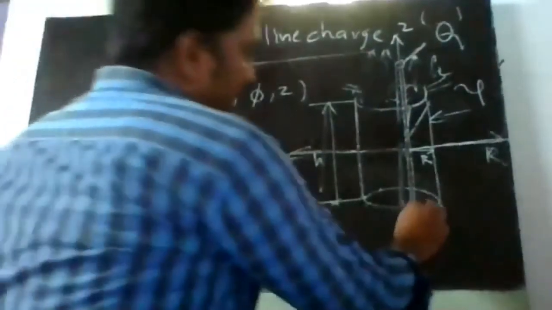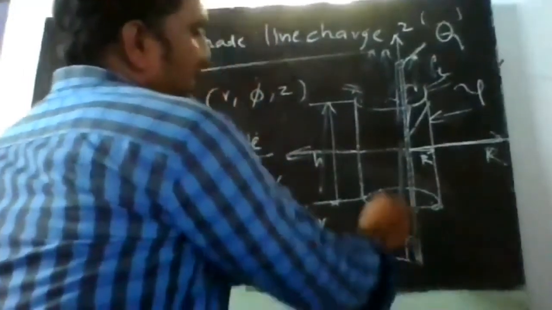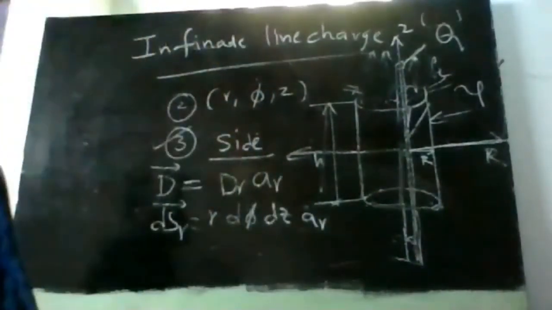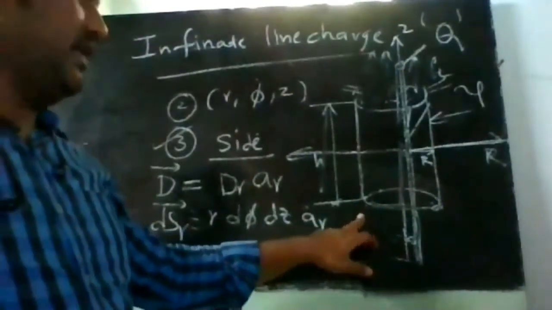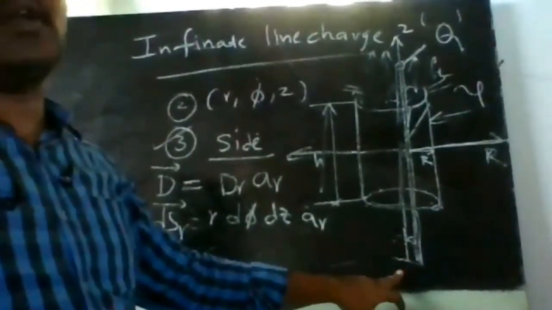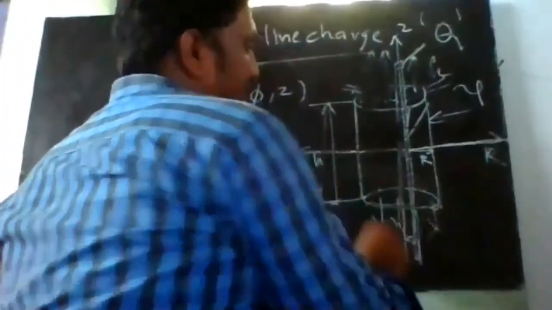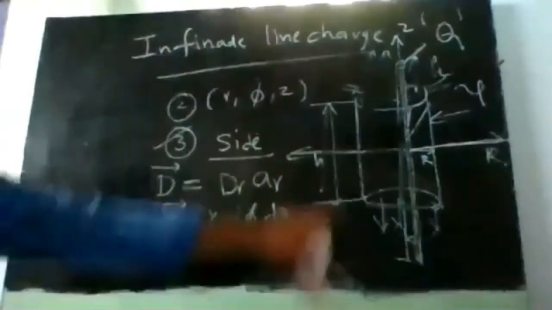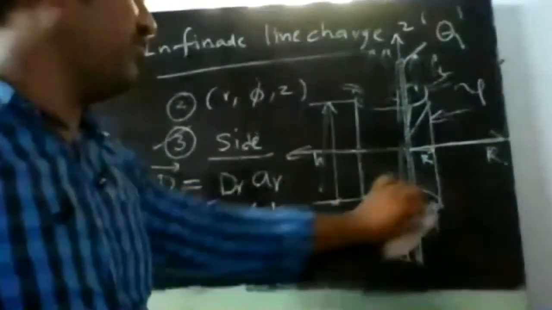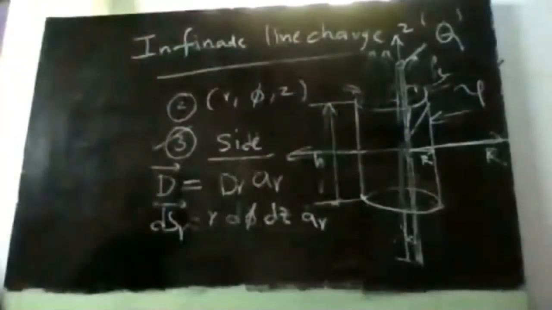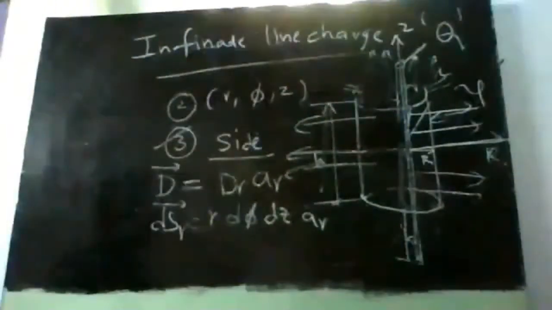Similarly, whatever bottom surface I consider, this is also not closed, right? And not completely enclosing this line charge. So here also there is no possibility of flux flowing like this. If it flows like this, it can be taken as a normal surface, but it is not flowing like this. It cannot flow like this because the line charge is not ending there. So the only possibility is the flux will be coming out like this. This is the way that the flux can come out of the Gaussian surface, right?